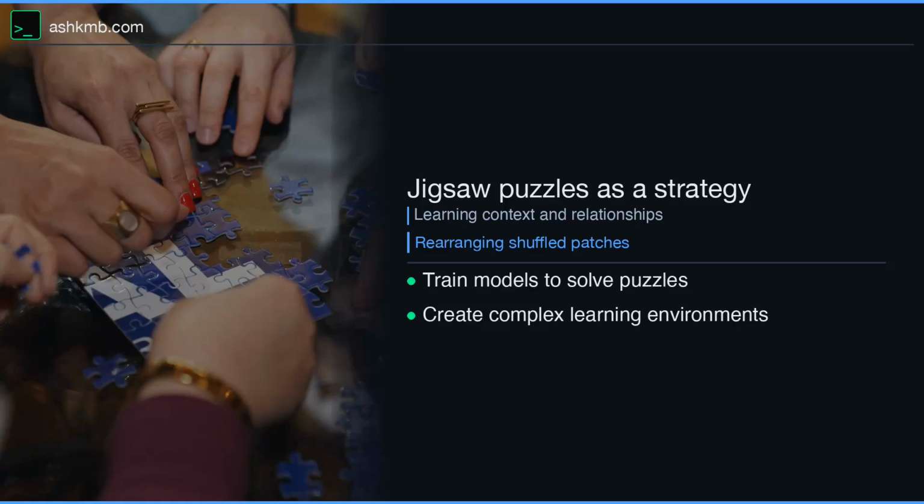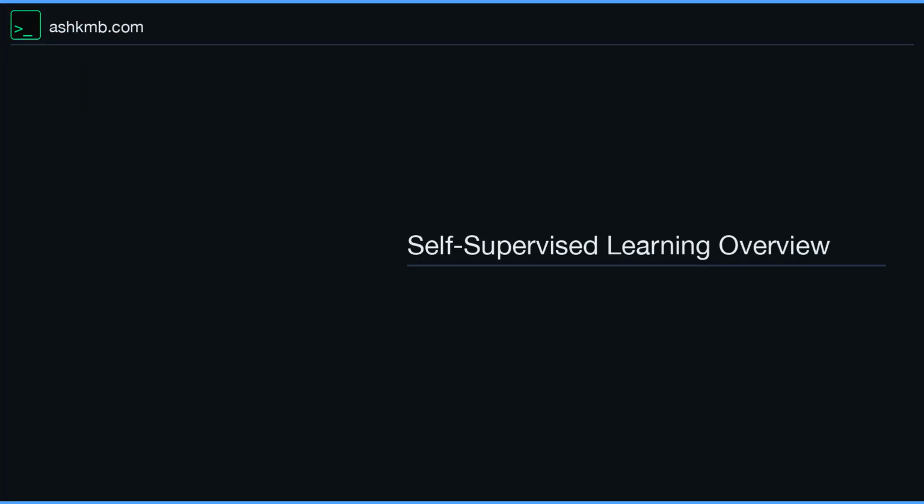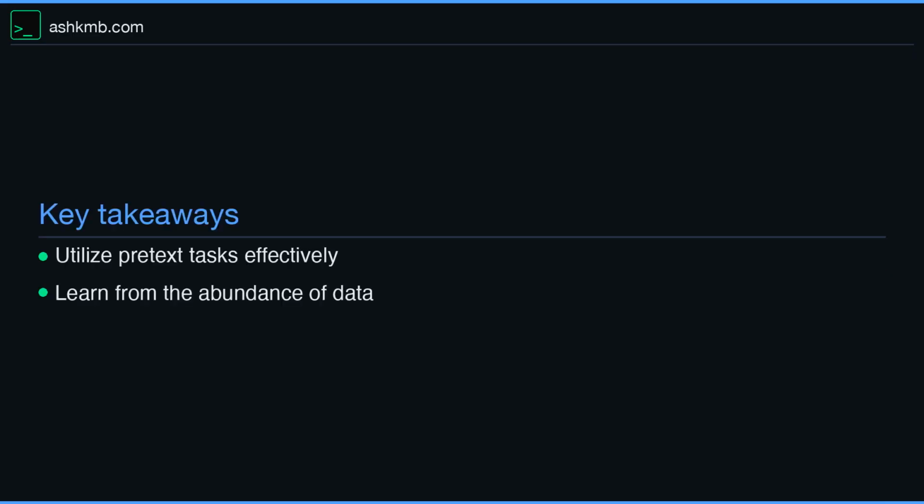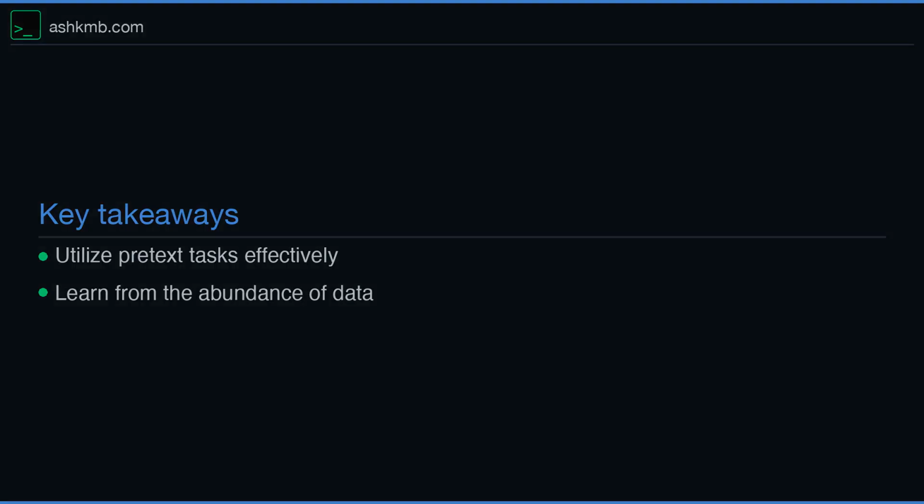Jigsaw puzzles serve as an effective self-supervised learning strategy. The task trains the model to rearrange shuffled patches, allowing it to learn context and relationships between parts. To implement self-supervised learning, define a pretext task using unlabeled data, train a model to learn representations based on that task, and finally, evaluate the learned features with a downstream task. Self-supervised learning allows for the effective use of vast amounts of unlabeled data through various pretext tasks. Consider what pretext tasks you think are most effective for self-supervised learning.